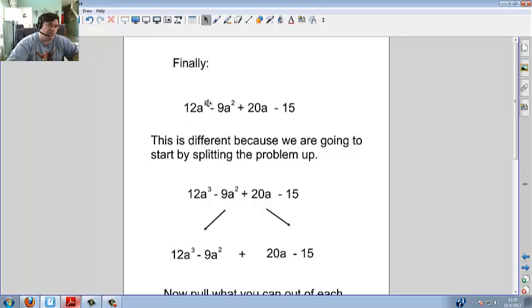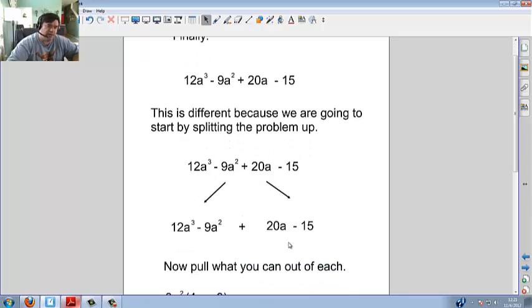Finally, 12a cubed minus 9a squared plus 20a minus 15. This is different because we're going to start by splitting the problem up. I'm going to take these two here, the 12a cubed minus 9a squared, and put it over here. Then I'm going to take the 20a minus 15 and put it over here.